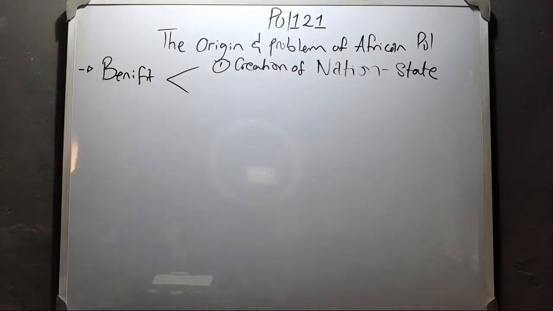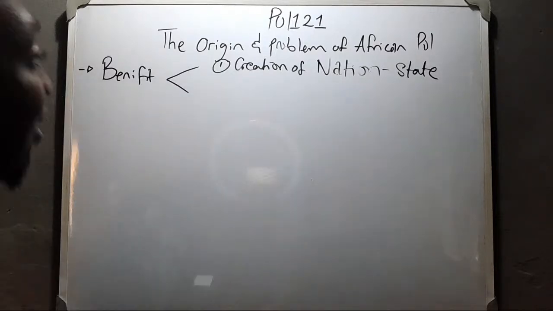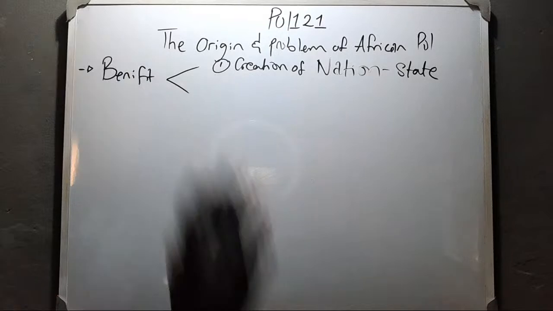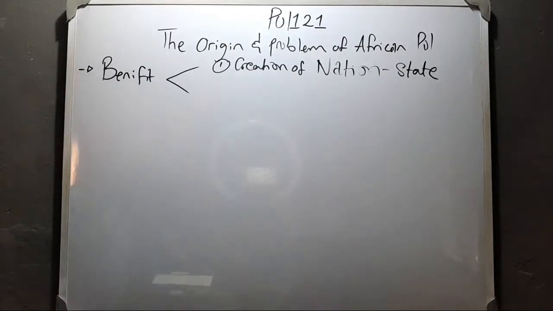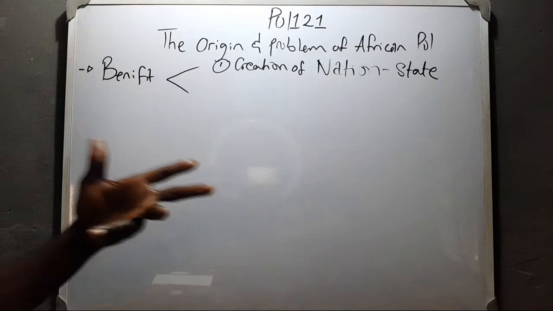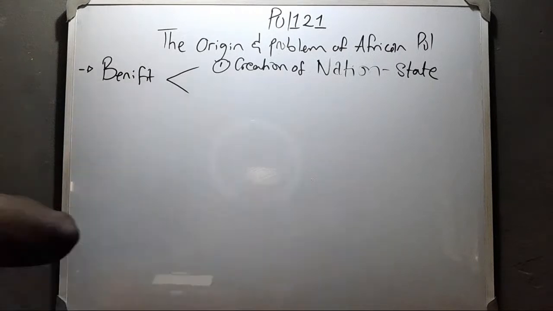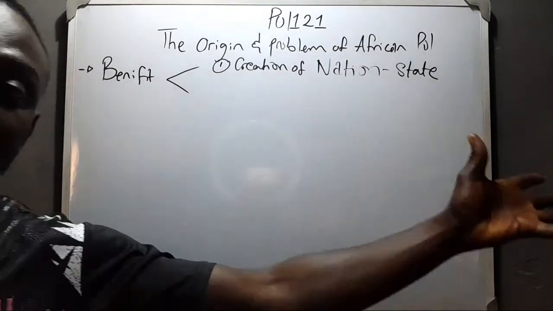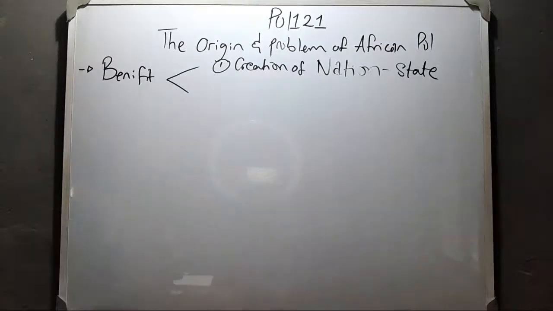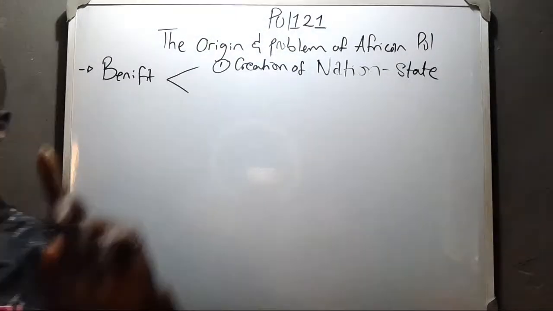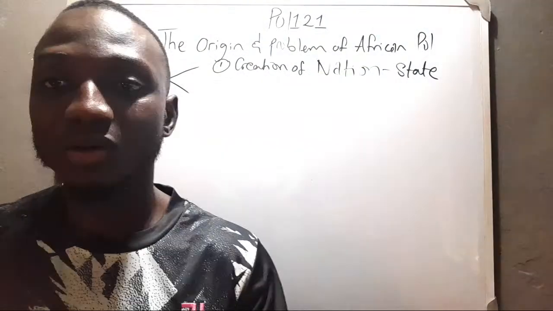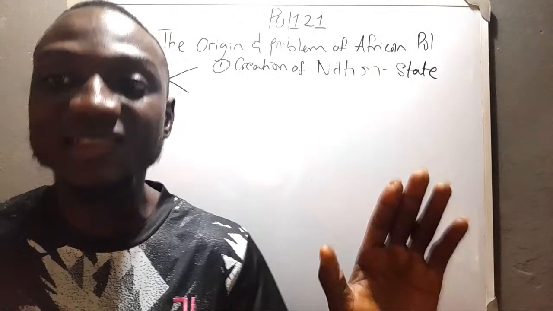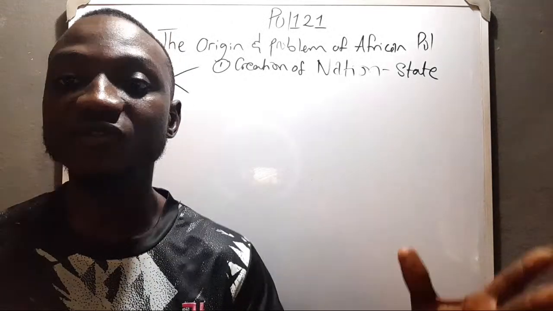Foreign rule created modern states with defined boundaries and capitals. And believe me, just as I said earlier, all these so-called benefits were a result of what needed to be done in order to achieve the greater goal. Are we together? It was what needed to be done in order to achieve a greater purpose.